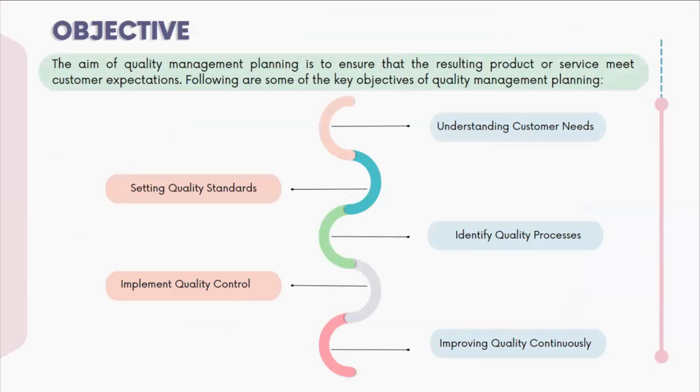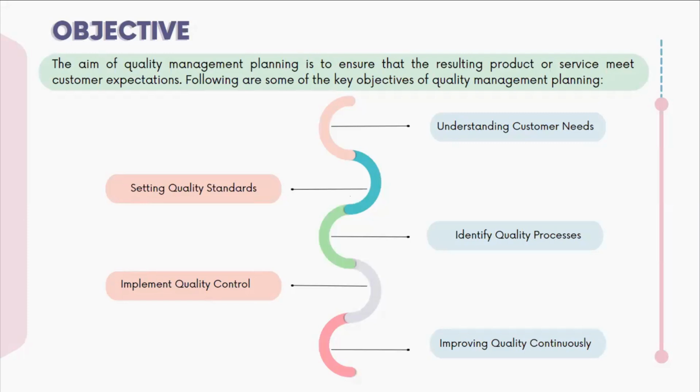Following are some of the key objectives of quality management planning. The first, one of the main goals of quality management planning, is understanding customer needs, preferences, and expectations for the product or service to be provided. The second is setting quality standards. Quality management planning involves setting clear and measurable quality standards for the product or service to be produced.